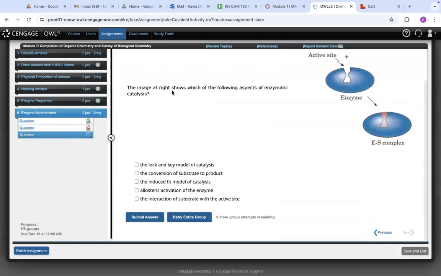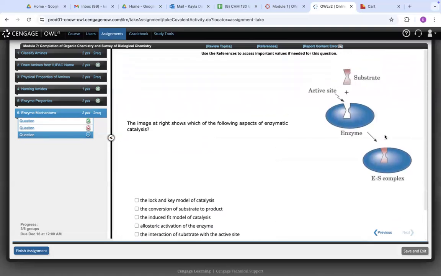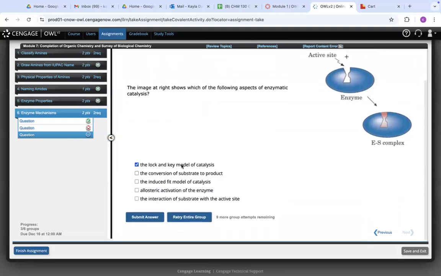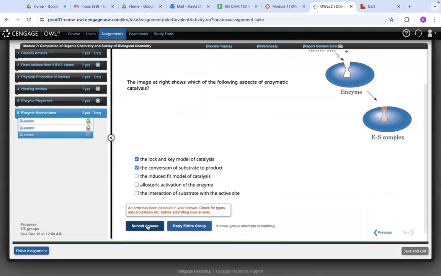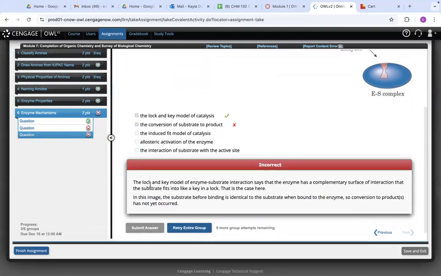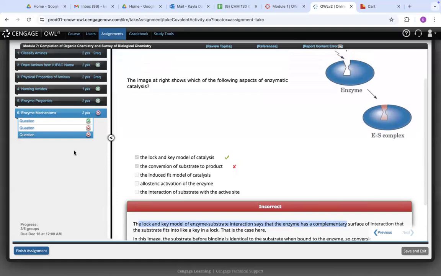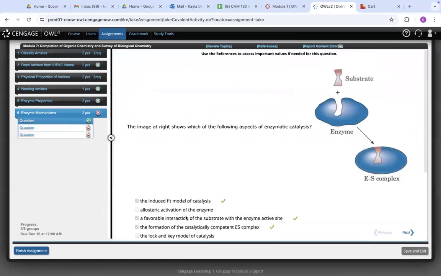Okay. Here we have this one again. This looks like a lock and key. It's gonna convert. It's not the induced fit. It's not allosteric, and it has an active site. Oh my gosh, I hate these questions. Okay, let's try just these two. Okay, let's retry this group.